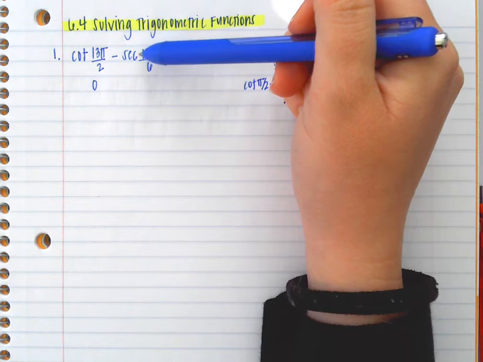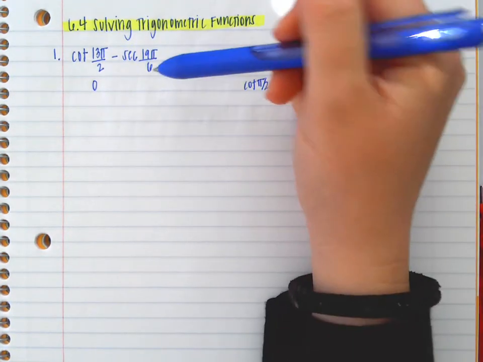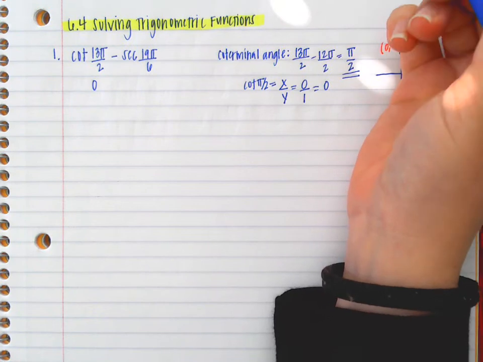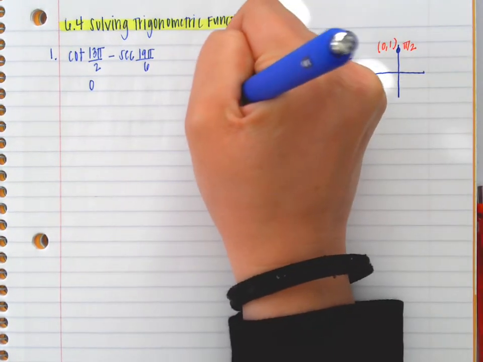Okay, then we have to move on to secant of 19 pi over 6. 19 pi over 6 is also greater than 2 pi, so I need to again find a coterminal angle.